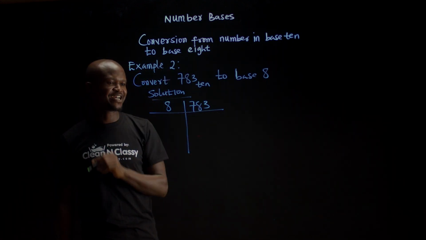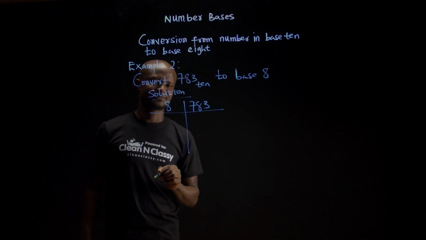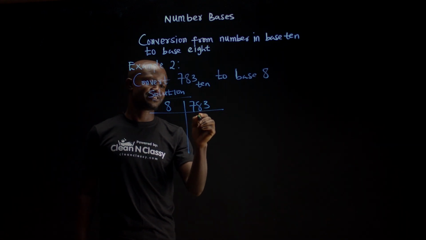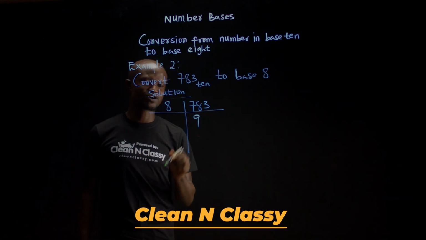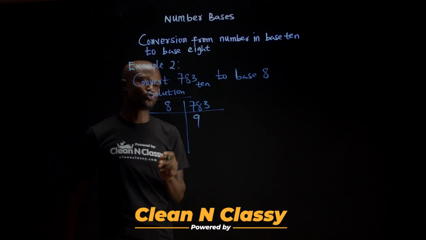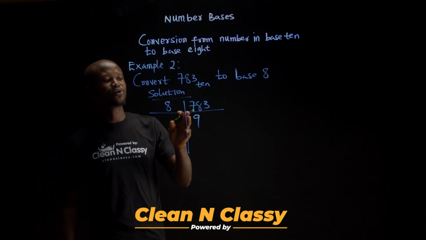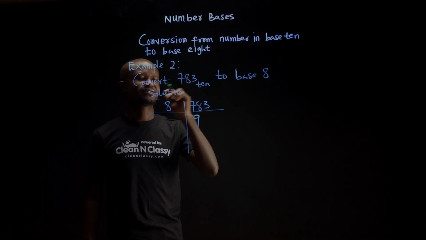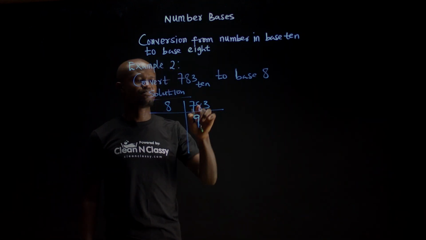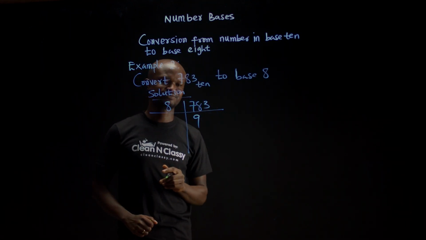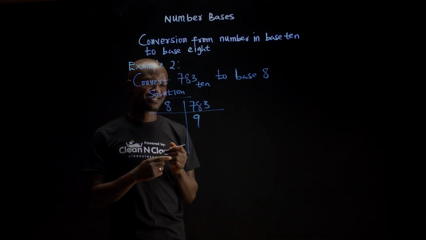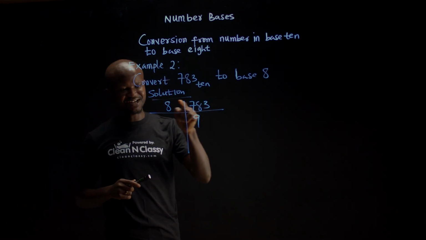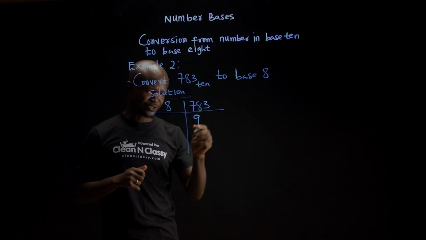78 divided by 8. That will give us what? That's 9, because 9 times 8 is 72. So take away 72 from 78. What will you have? You are going to have 6. Put the 6 in front of these 3. You have 63. Now, 63 divided by 8, 7.